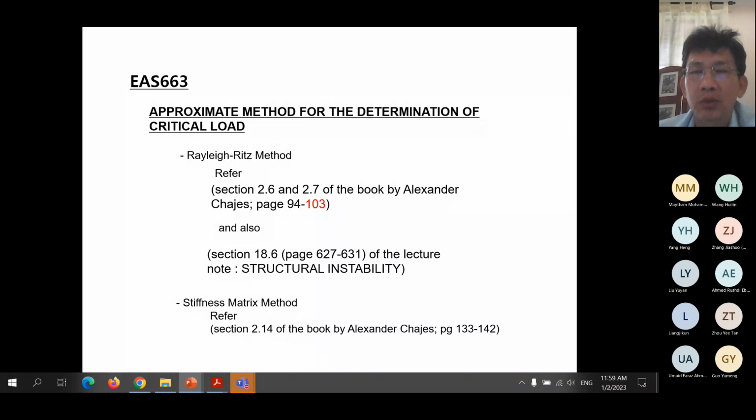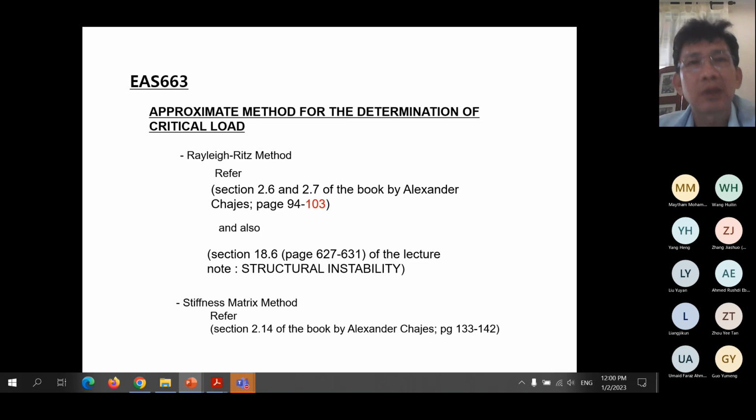We need to evaluate the strain energy, because we need to evaluate the strain energy due to bending, because when we want to determine critical load, we assume that the member will bend. Okay, we assume the member will bend, and because the member bends, there is strain energy involved, which is strain energy for bending. The second thing is we are going to use the principle of stationary potential energy.